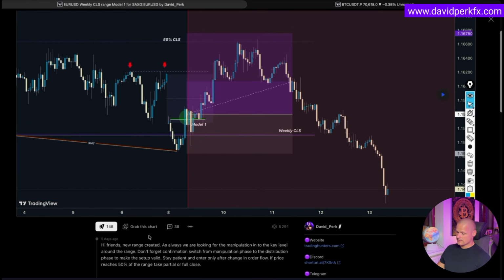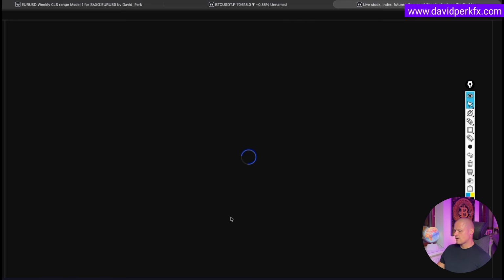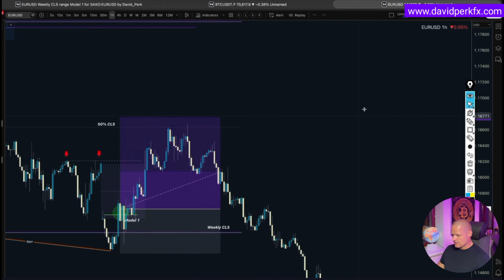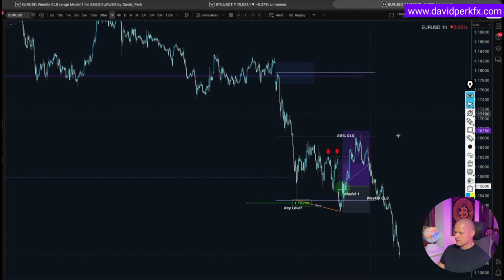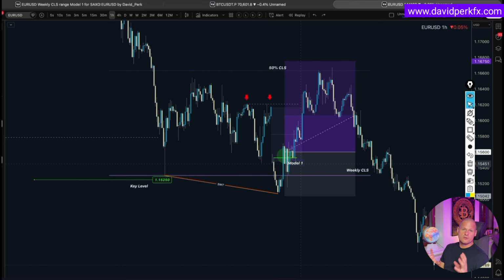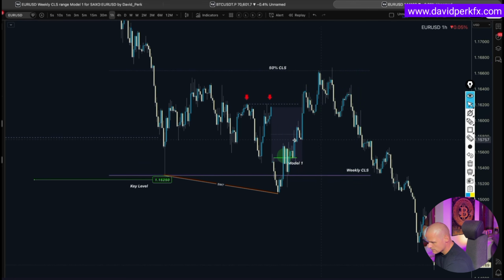So right now I'm going to do one simple thing. I'm going to click grab this chart, and it will basically give me all this in here, and I will explain why we've been trading it this way and what we did. So for educational purposes, let me use the market replay and I will delete everything that is in here.